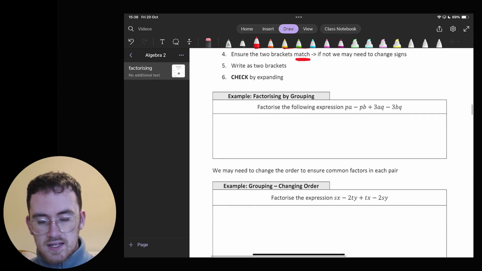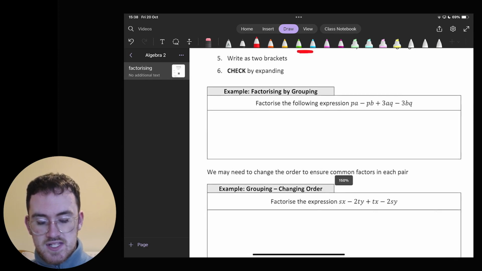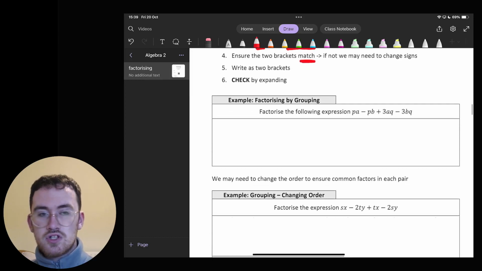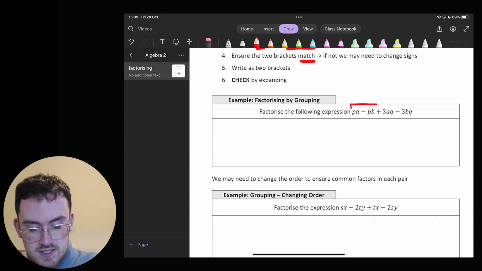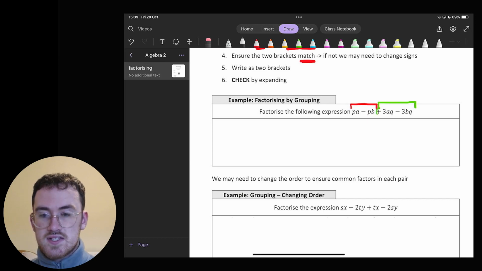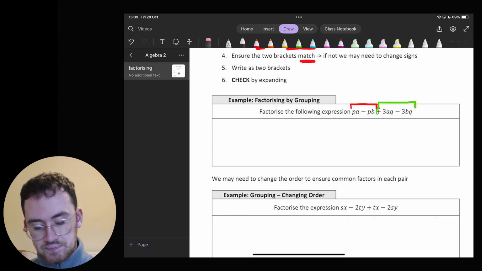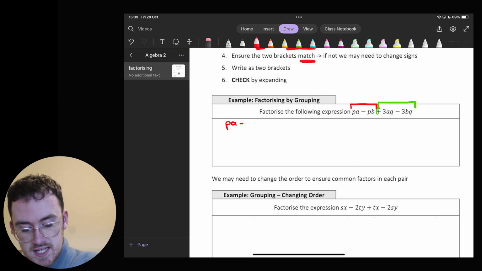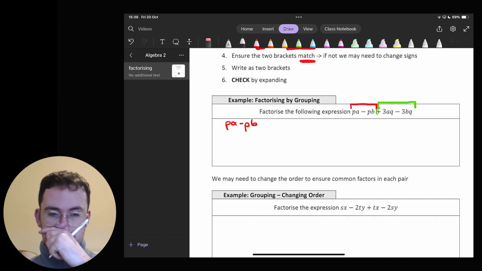So let's have a quick look at some of these examples, bearing in mind our steps. The first step and the main thing with grouping: we should have four terms and we take them in two parts. So for example, I'm going to take these first two terms together and then these second two terms together. Notice that I'm including the plus sign with the 3aq, because that's going to be important for later as well. So let's just look at the red part on its own first of all. In practice we might do all of this in one go, but let's just take it to the side.